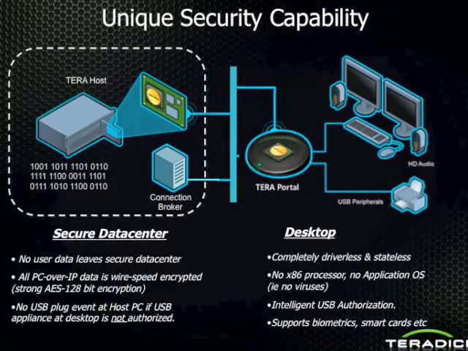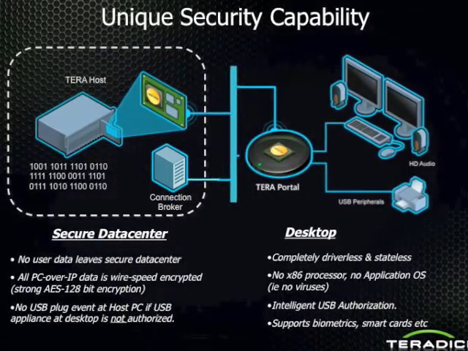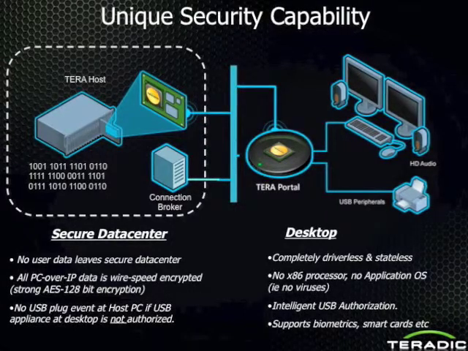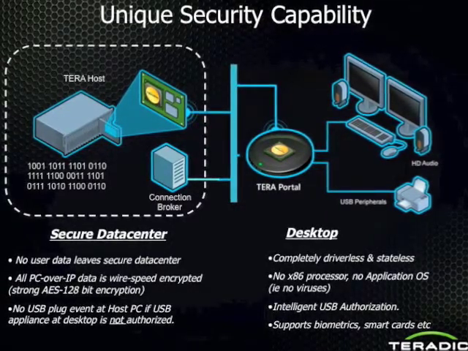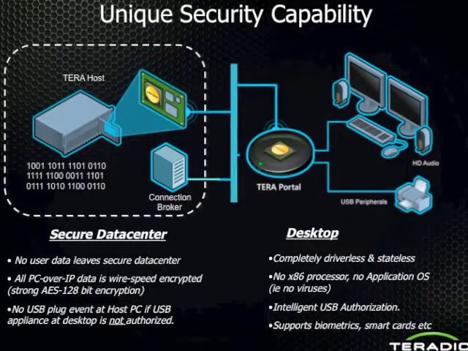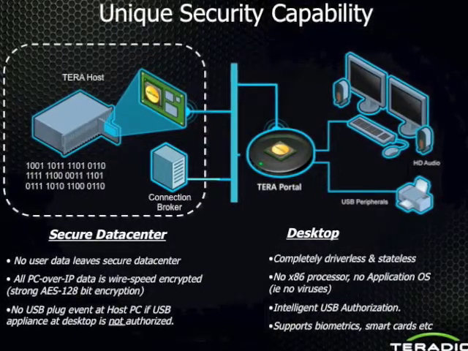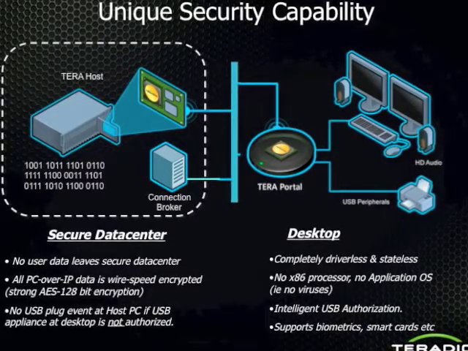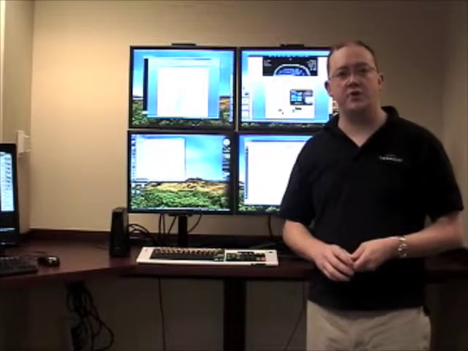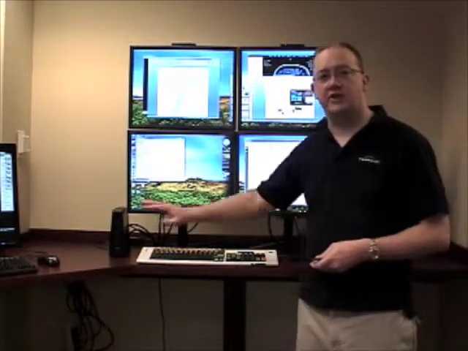By using PC over IP's explicit hardware authorization, you can authorize a hardware-approved, hardware-encrypted flash drive and deny all other flash drives. This provides the flexibility that users need while delivering the capability that IT needs to further secure their corporate computing environment. For this demonstration, I'll be showing our extreme USB security features in a secure, stateless PC over IP desktop portal.